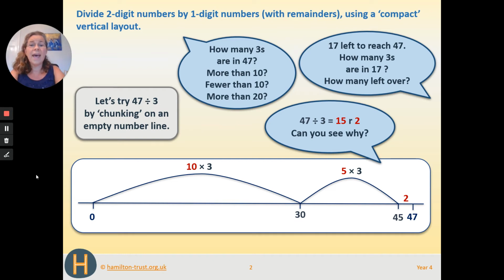We did a jump of 10 times 3 and a jump of 5 times 3. 10 add 5 is 15. And then there's 2 left over that don't divide by 3.